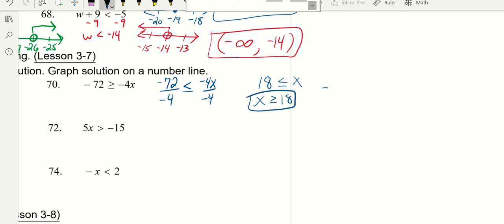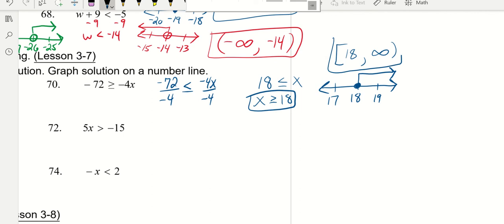There we are. On the number line now, 18. Let's call this 19 and 17. Open or closed circle at 18? Closed circle. Do we shade left or right? Shade to the right. There we go. Now the interval notation. 18 is at the high end or low end? It's the low end. It goes no further to the left than 18. What's the high end? Infinity. Infinity always gets a parenthesis, and 18 is going to get a bracket because it is a closed circle. So 18 is included in the solution set.